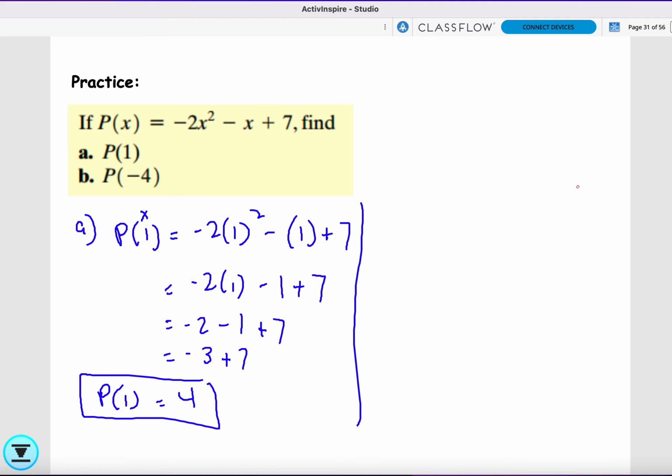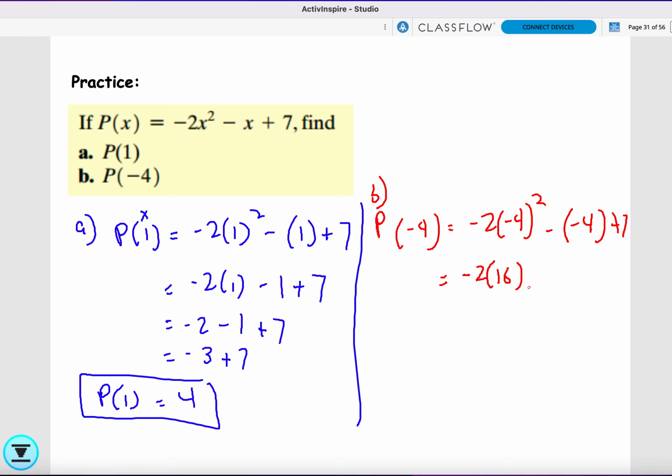Now let's look at B. B is P of negative 4, which is negative 2 parentheses negative 4 squared minus parentheses negative 4 plus 7. So then negative 4 squared is positive 16. Negative negative 4 is plus 4 plus 7. Negative 2 times 16 is negative 32. Bring down the plus 4 plus 7. So you get negative 28 plus 7, which is just negative 21. And we're done here.